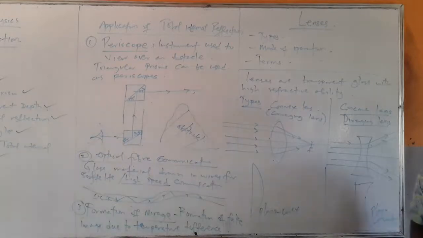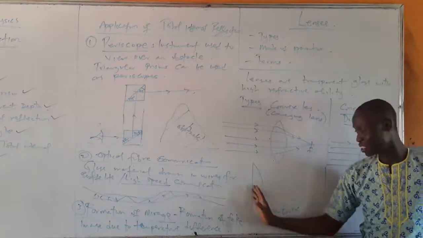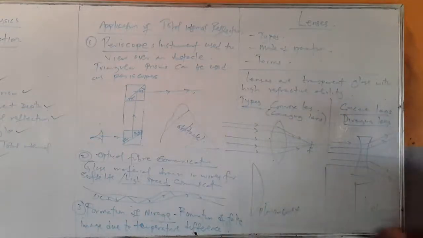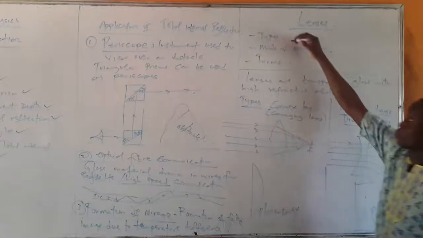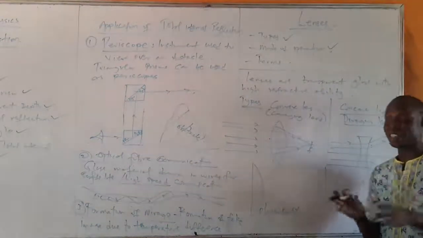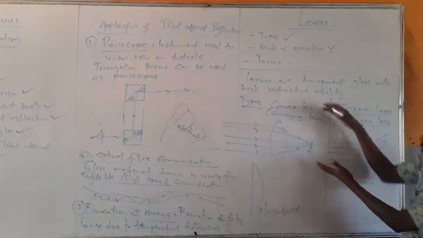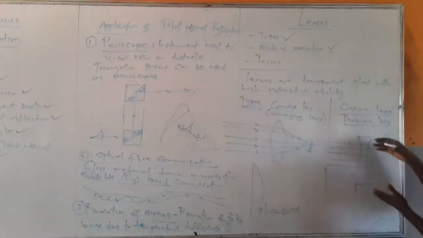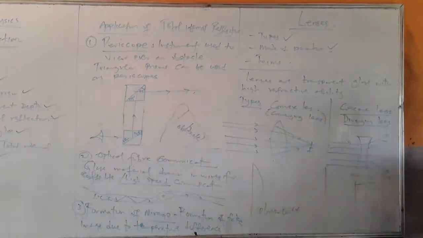Why do we call it plano-convex? We call it plano-convex because one side of it is plane, while the other side is convex. Now, we have talked about the types and what lenses are. We are going to talk about the mode of operation, which I've already started talking about here. For a convex lens, the rays of light converge at the point. But for a concave lens, the rays of light diverge at that point.